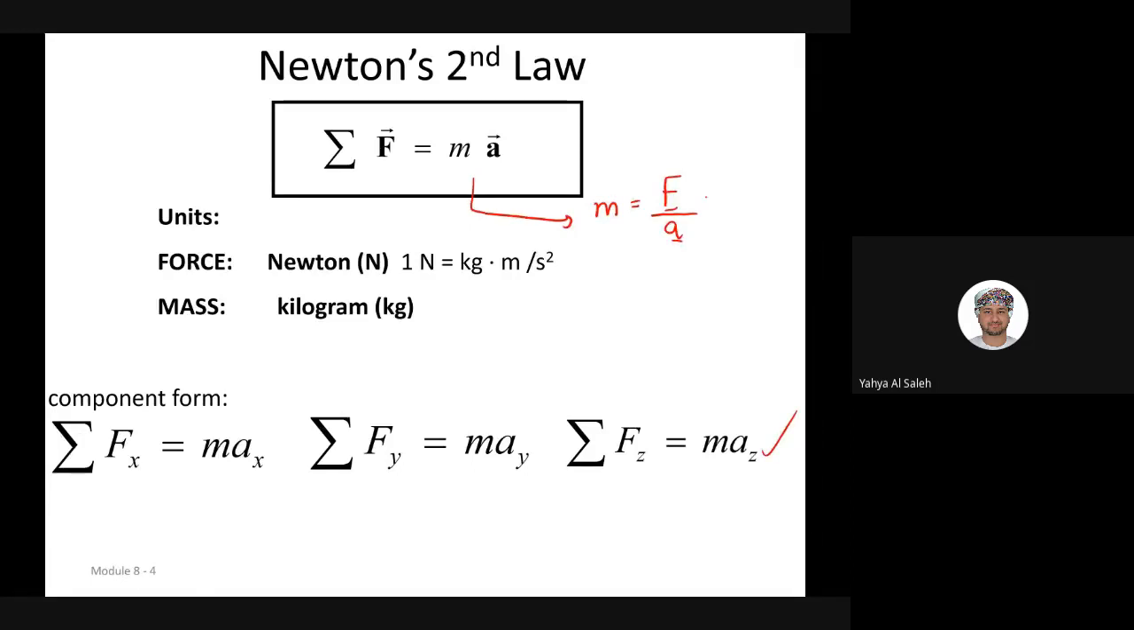Let me do one thing, and then you will see what the meaning is. If I have a force of 1 newton and it accelerates the object by 1 meter per second squared, this will be equal to a mass of 1 kilogram. So our definition of mass is how much acceleration I get from a certain amount of force.